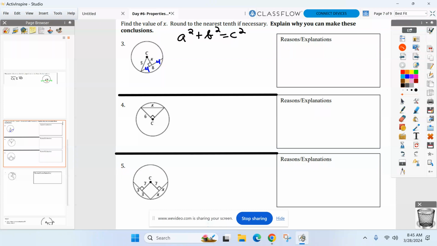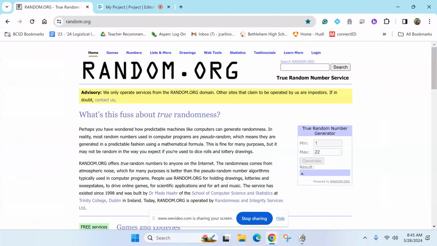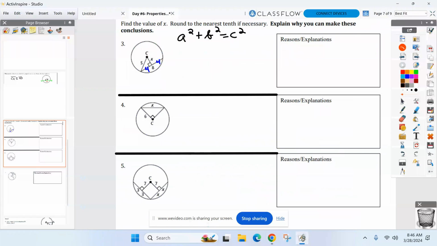Somebody plug in for A, B, and C for me now. Lily, what's A and B? X and 4. Good job. X squared plus 4 squared. That leaves 5 for my hypotenuse. Good work. Everyone go ahead and solve.